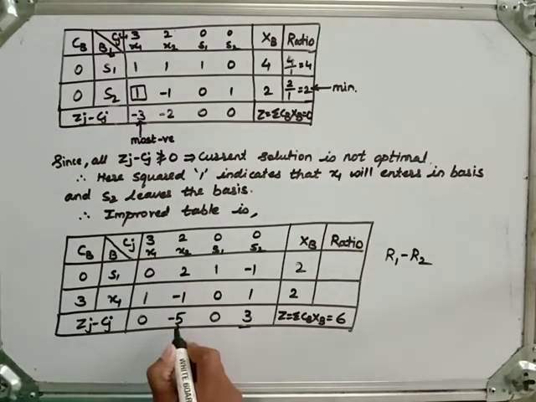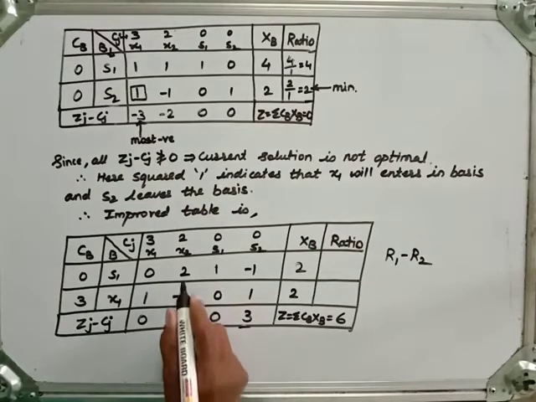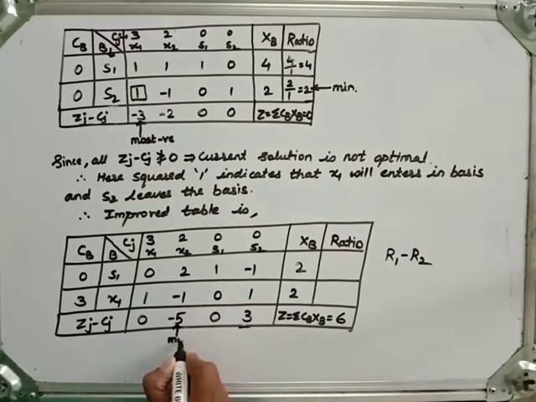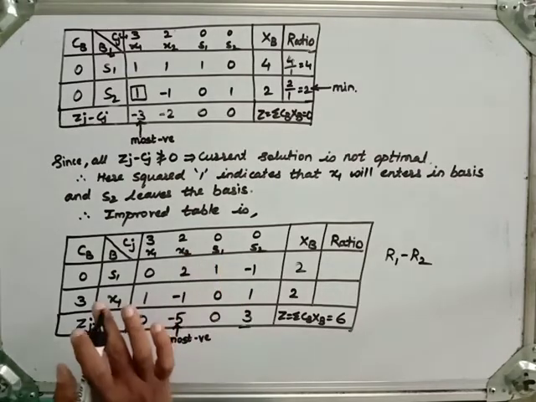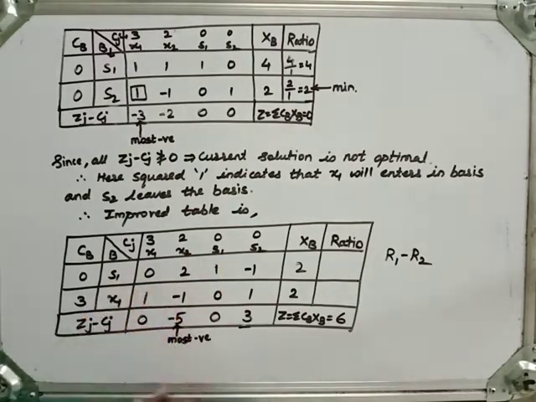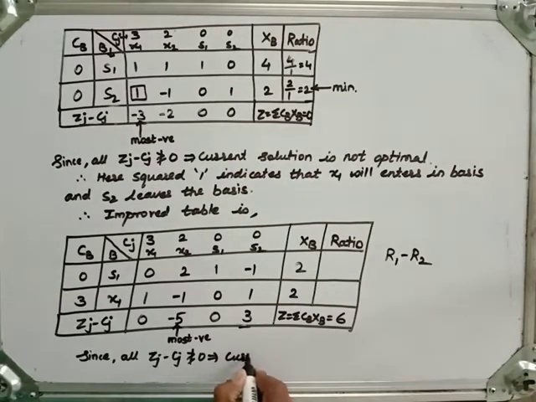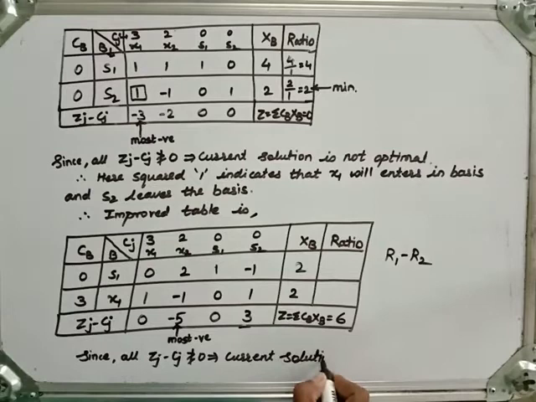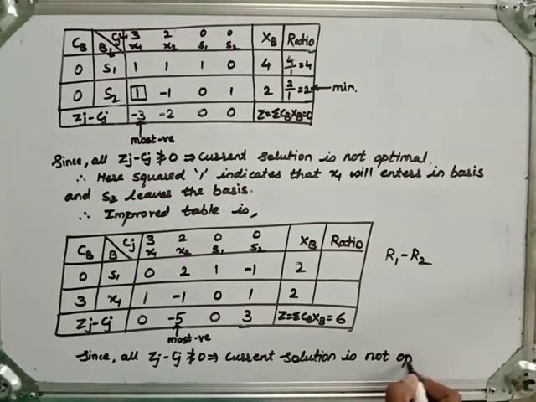So again, maximization type of problem, so most negative represents the pivot column. So this is most negative, means this x2 wants to enter in a basis, but at which position, let us check. Now again I will write, since all Zj minus Cj are not positive, means current solution is not optimal.